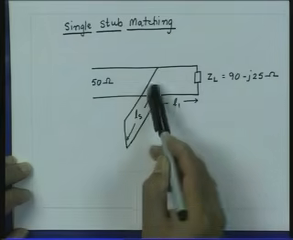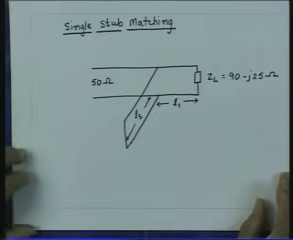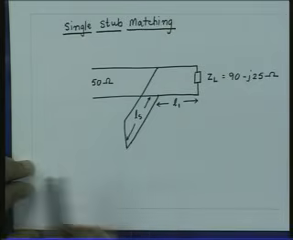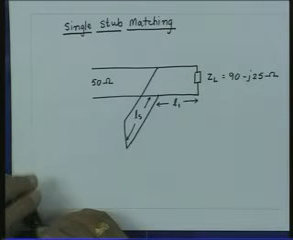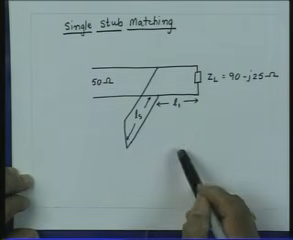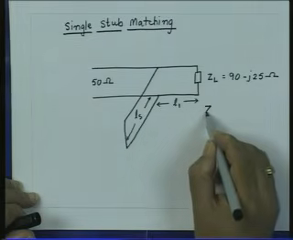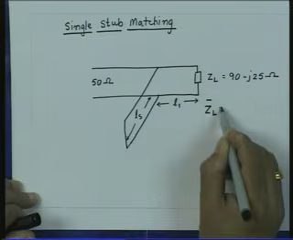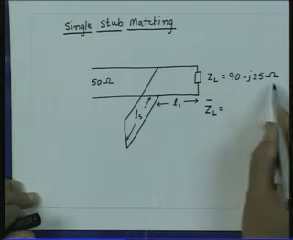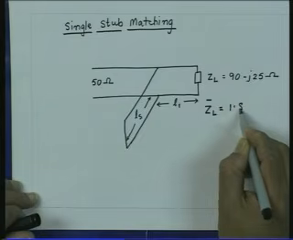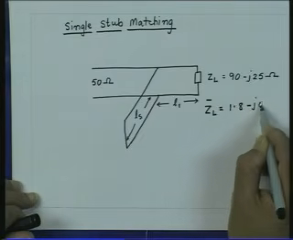The impedance of the transmission line is same as the characteristic impedance of the line, which is 50 ohms. So as we proceed, first thing we do is we normalize this impedance with the characteristic impedance. So you get ZL normalized, that is 90 minus j25 divided by 50. So this will be 1.8 minus j0.5.